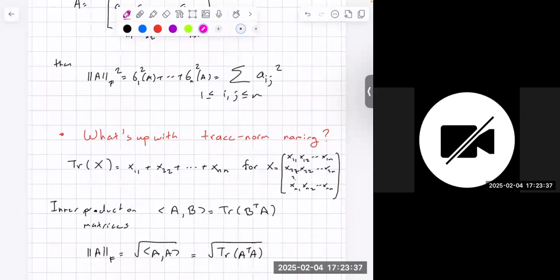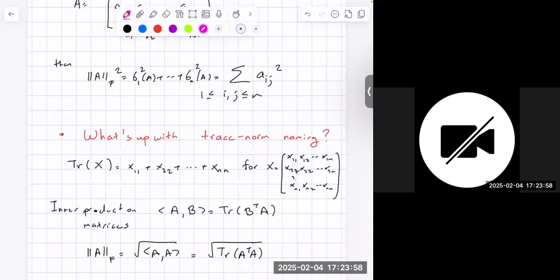Okay, now, focusing again, I take two matrices, A and B. I do B transpose A. This is yet another matrix now. And I look at the trace of it. Okay. Turns out this defines a nice inner product. Again, you have to check if it is actually a nice inner product or not.